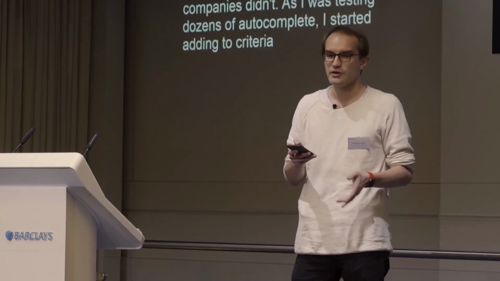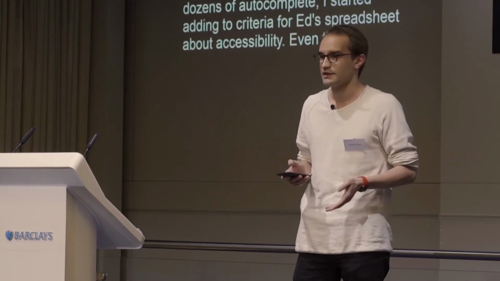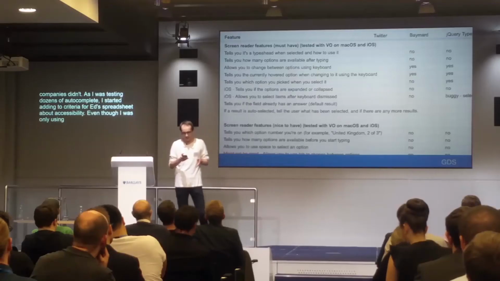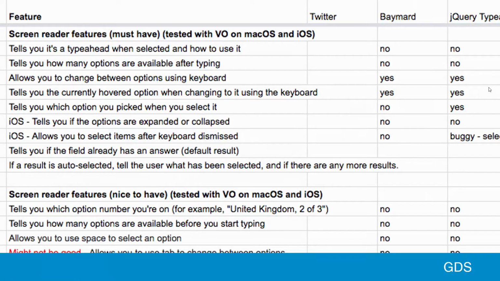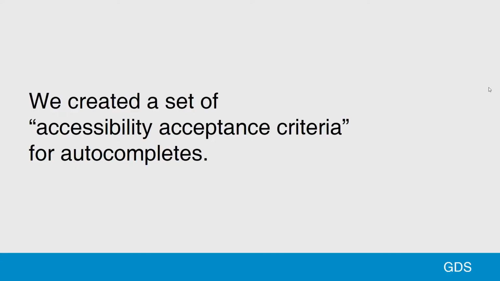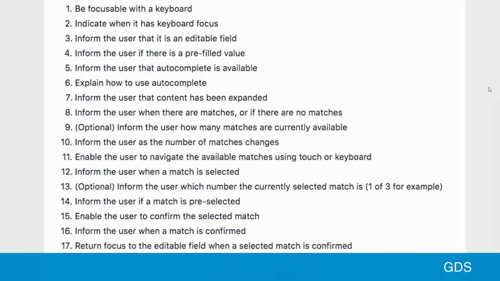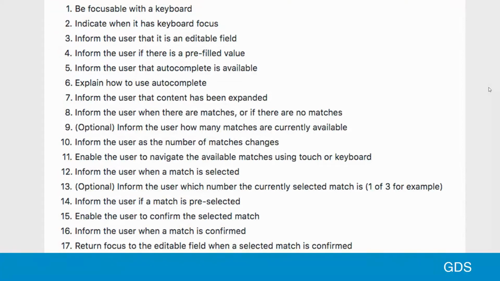So even though I was only using a screen reader at this point, and only testing for visual access needs, I was already finding a useful way to filter between all of these existing solutions, and that's accessibility. Based on this, I had some chats with Leonie Watson, like I said earlier, and we ended up producing what we call a set of accessibility acceptance criteria for autocomplete. You don't need to read this, it's very tiny text. I'm going to go over them individually later.